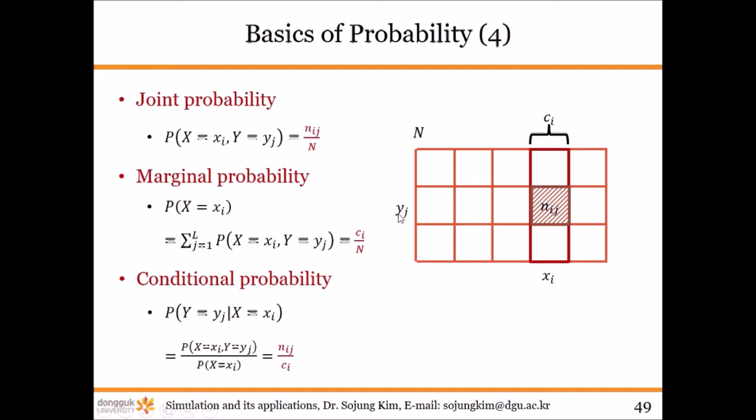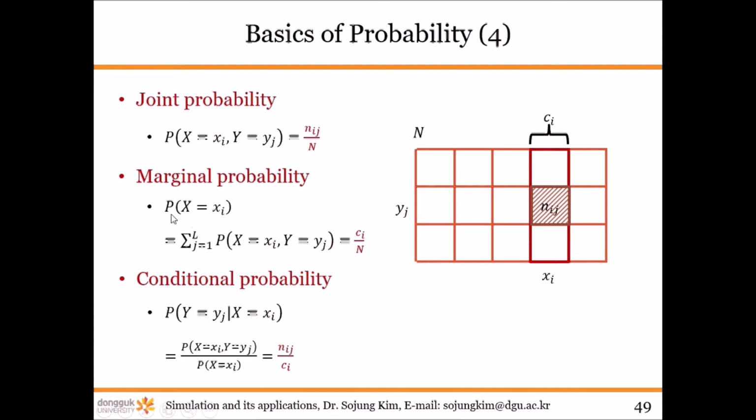Okay, and joint probability, in other words, of x given y, will be nij over n, because only this square is what is related to the xi as well as yj, right? So this value over n will give you the joint probability, and marginal probability, so from the joint probability, you can calculate the marginal probability by adding all the other variables.